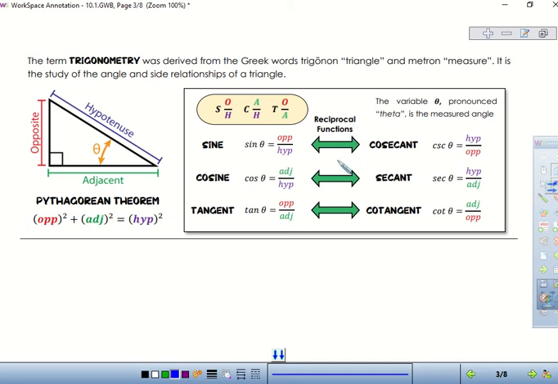So then we're going to talk about reciprocal functions, which is new to you. So every one of these trigonometric ratios has what we call a reciprocal function. Sine has a reciprocal called cosecant, and it's just the flip. So it's hypotenuse over opposite. Cosine's reciprocal is secant, which is hypotenuse over adjacent, and tangent has what we call cotangent, which is adjacent over opposite. So all it does is flip the fraction. So if you're ever given one of those situations where you have to find it, you just flip that fraction, and that's what it's going to be.